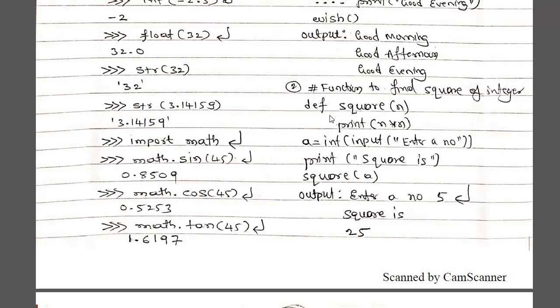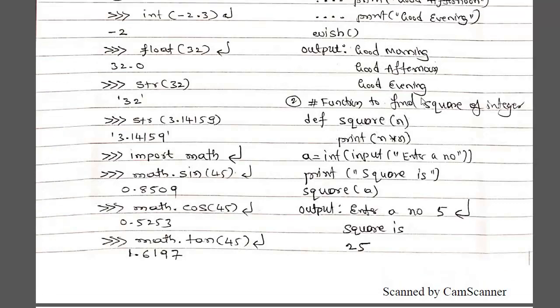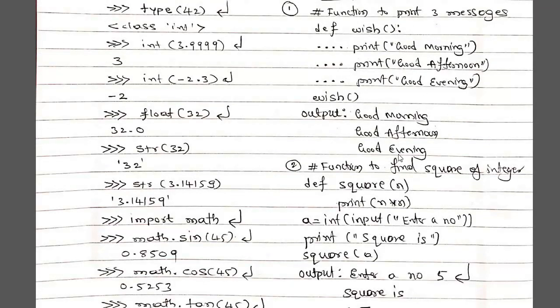This is the function written by me. But one mistake I did here. Can you identify the mistake I made here? Here I have not given a colon. That is the mistake I made. But here I have given a colon. That's why you need to give the colon here. Afterwards, print n into n. This is the function created by me.